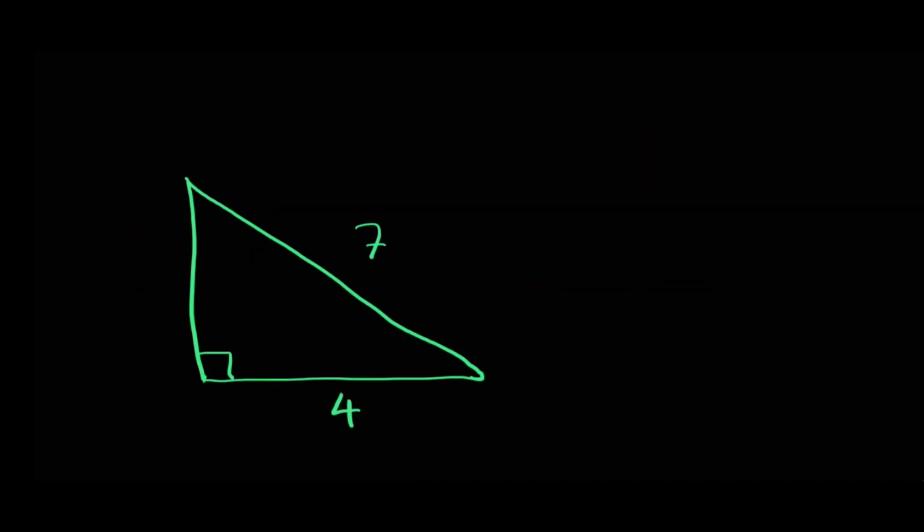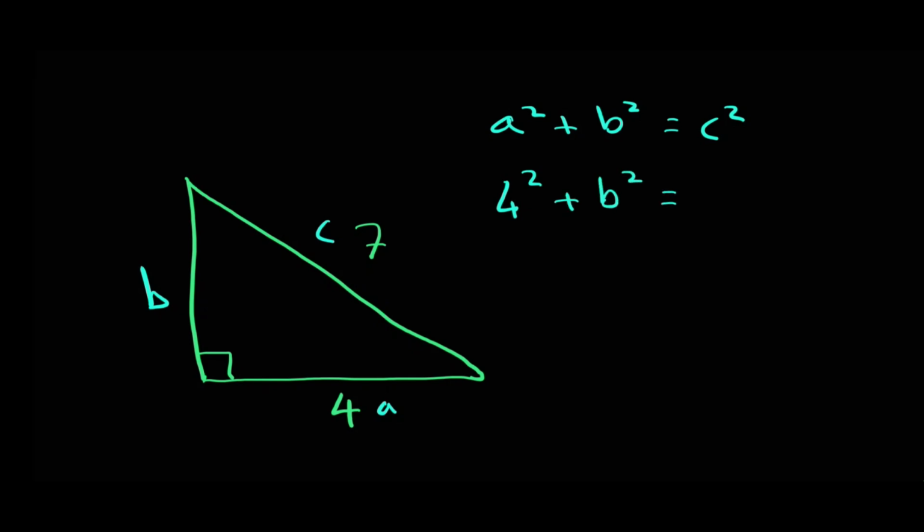And here's just one final practice problem, so see if you can work this one out. A squared plus b squared equals c squared. So now if we label the sides, we'll get this side as c because it's the hypotenuse. We can just make this side b and this side a. So now we know that 4 squared plus b squared equals 7 squared.